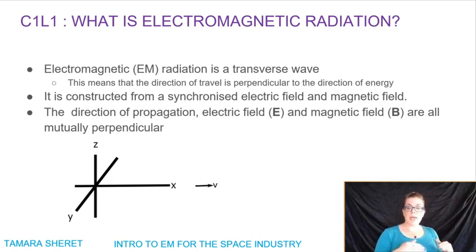So the direction of propagation, the electric field and the magnetic field all have to be at right angles to each other. They are all mutually perpendicular. And you can show this nicely on a set of X, Y, Z axes, as you can see at the bottom. So we've said that X is our direction of propagation, our direction of travel, which is the V arrow for velocity.